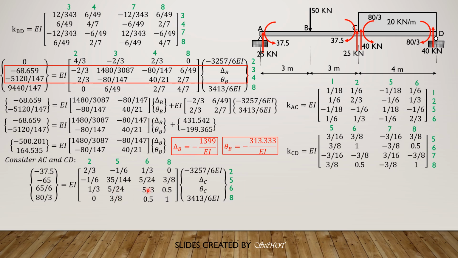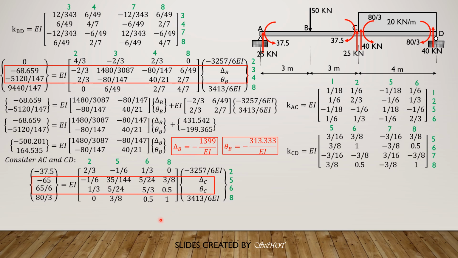And we have 6, 6. 6, 6 is 2/3 plus 1, which is 5/3. And this is 8, 6, column 8, row 6, 0.5. So copy 0.5 here. Finally, 8, 8 is 1. Then we expand again the second and third rows.